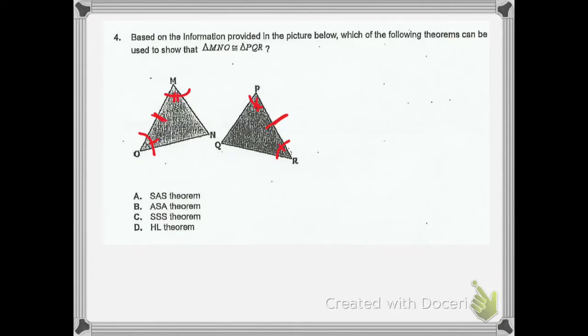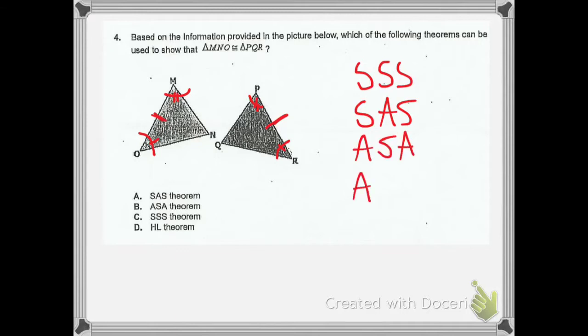Number 4, based on the information provided in the picture below, which of the following theorems can be used to show that triangle MNO is congruent to triangle PQR? Now remember, our theorems we used to prove triangles congruent were side, side, side; side, angle, side; angle, side, angle; angle, angle, side; and hypotenuse leg. Those are the only theorems that will prove that triangles are congruent.